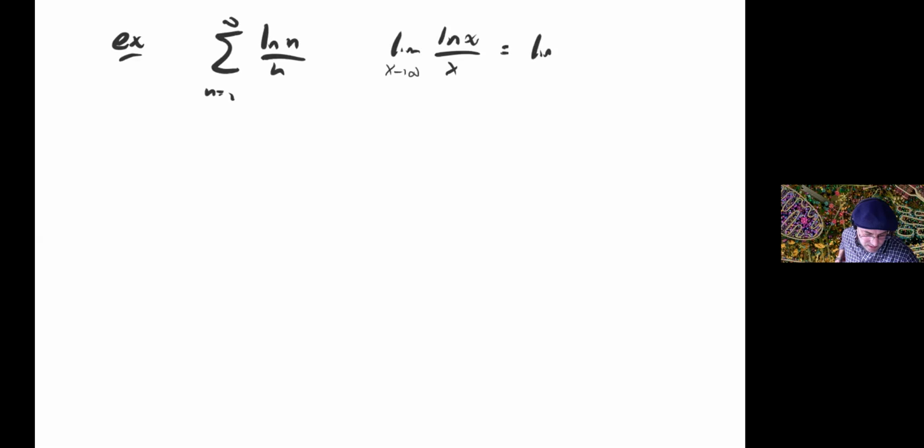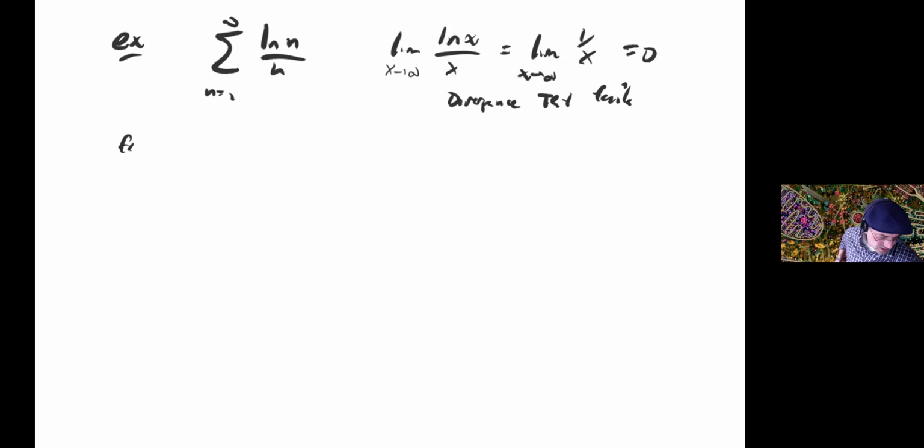Here's another example to consider. The summation, n goes from 1 to infinity, of ln of n over n. Now, we can't use the divergence test here, because by L'Hopital's rule, the limit as x goes to infinity of ln of x over x is the same as the limit as x goes to infinity of 1 over x over 1, and this is 0. So the divergence test fails. It doesn't tell you anything.